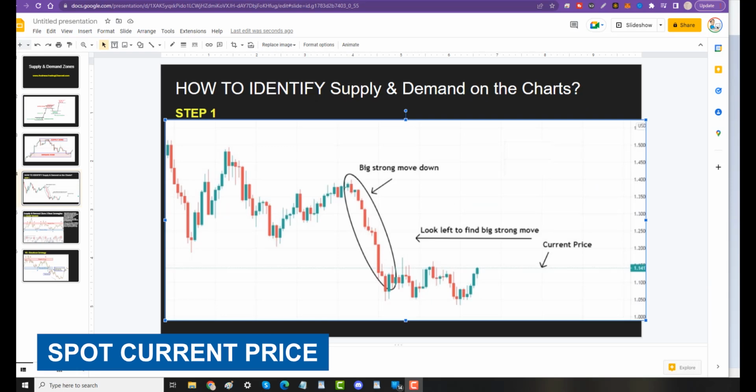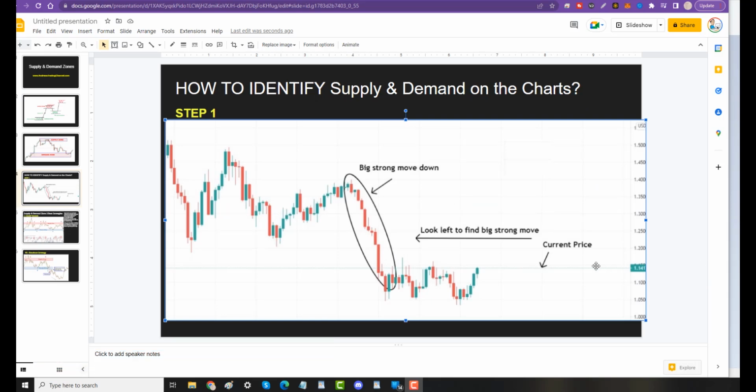First, you need to spot the current price on a chart, which you can see is right here. Then look at the left side of the chart and find the big, strong lineup of candles, either moving up or down. Typically, supply zones show upward movements and demand zones show downward movements.